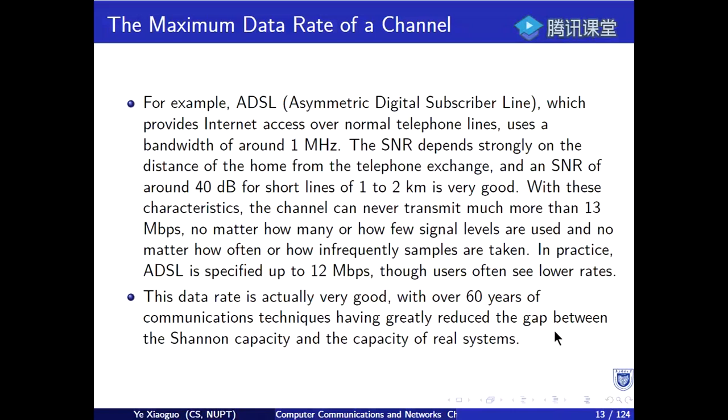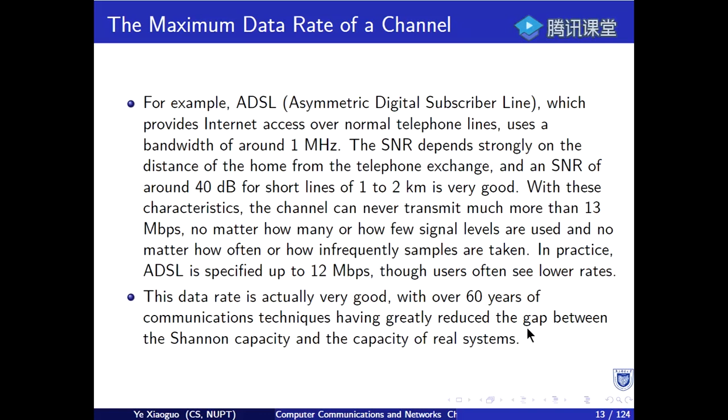For example, ADSL, asymmetric digital subscriber line, which provides internet access over normal telephone lines, uses a bandwidth of around 1 megahertz. The SNR, signal to noise ratio, depends strongly on the distance of the home from the telephone exchange, and an SNR of around 40 dB for short lines of 1 to 2 kilometers is very good.